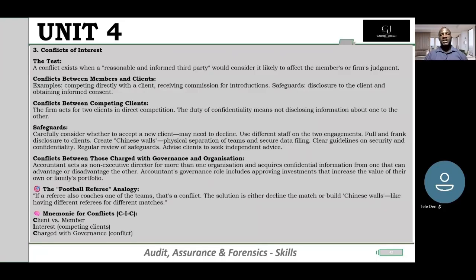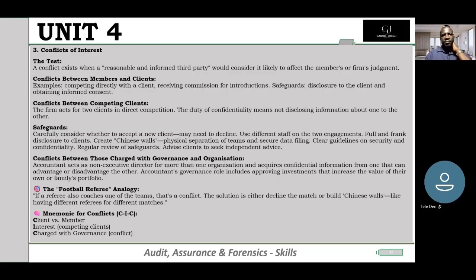Another safeguard is to create Chinese walls, which mean physical separation of teams and securing data filing. Then you clearly provide guidelines on security and confidentiality, have regular review of safeguards, and advise clients to seek independent advice. Conflict between those charged with governance and the organization arises when accountants act as non-executive directors for two or more organizations at the same time, and acquire confidential information from one that can advantage or disadvantage the other.